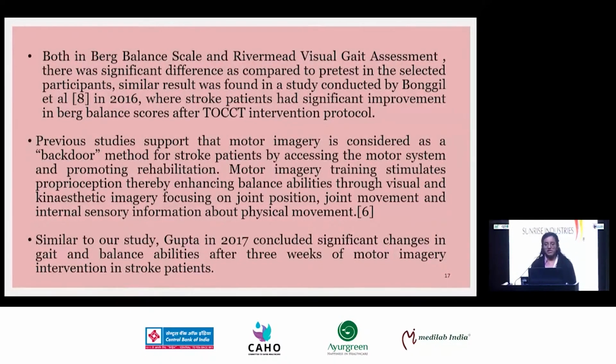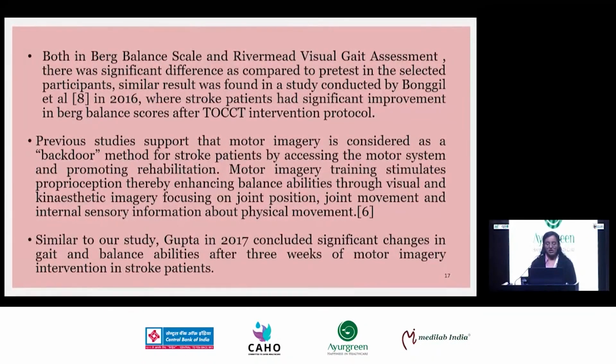Similar result was found in the study conducted by Bongal in 2016, where stroke patients had significant improvement in walk balance scores after the TOCCT intervention protocol. Previous studies support that motor imagery is considered a backdoor method for promoting patients by accessing the motor system and promoting rehabilitation. Motor imagery training stimulates proprioception, thereby enhancing balance capabilities through visual and kinesthetic imagery, focusing on joint position, joint movement, and internal sensory information about physical movement.